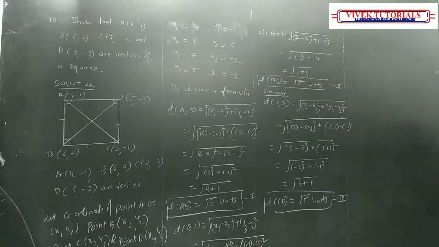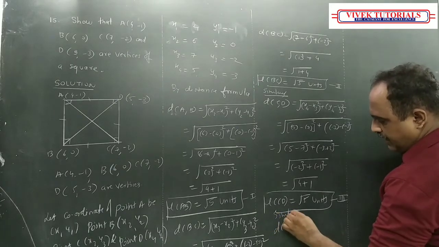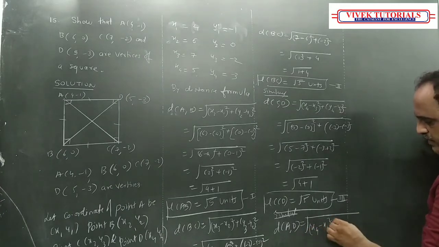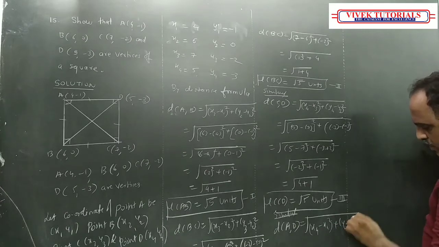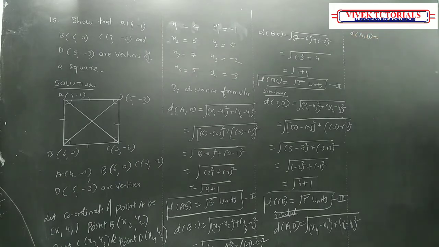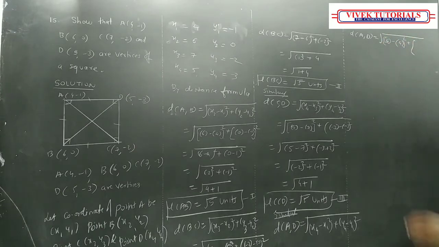And last, distance AD. Distance AD, you can write similarly. Distance AD is equal to square root of (x4 minus x1) the whole square plus (y4 minus y1) the whole square. Therefore, distance AD is equal to, we are getting x4. x4 is nothing but 5, minus x1 is 4, the whole square, plus minus 3 minus 1 the whole square.